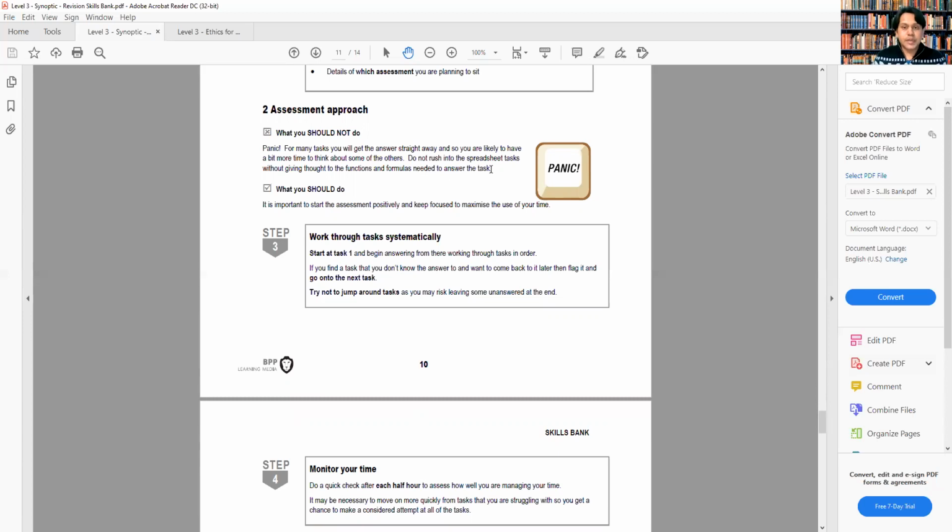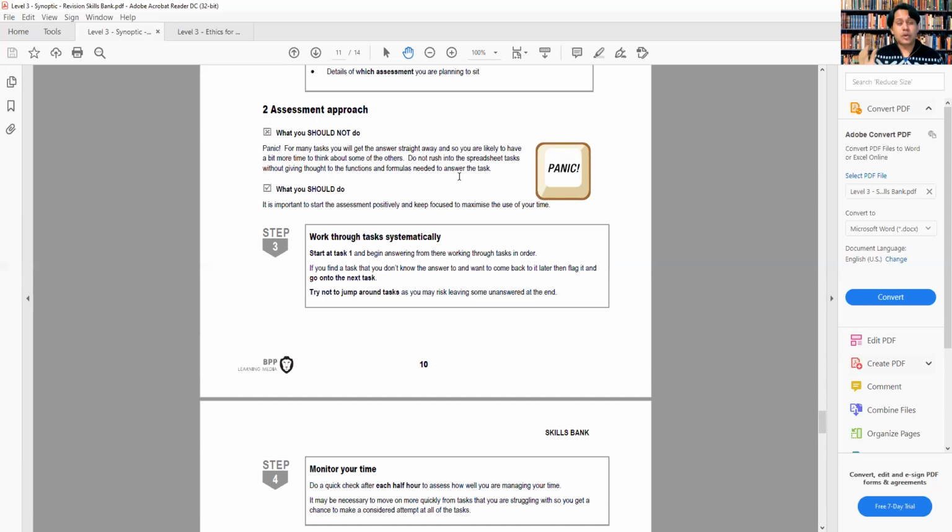Do not rush into the spreadsheet task without giving thought to the function and formula needed to answer the task. So obviously, you don't have to rush. Remember, when you have an open spreadsheet, the first thing is to save it every 20 minutes, every half an hour. You just click save so that what you're doing is not lost. If you mistakenly cut it and there is no save, you lose it, so make sure you save it.